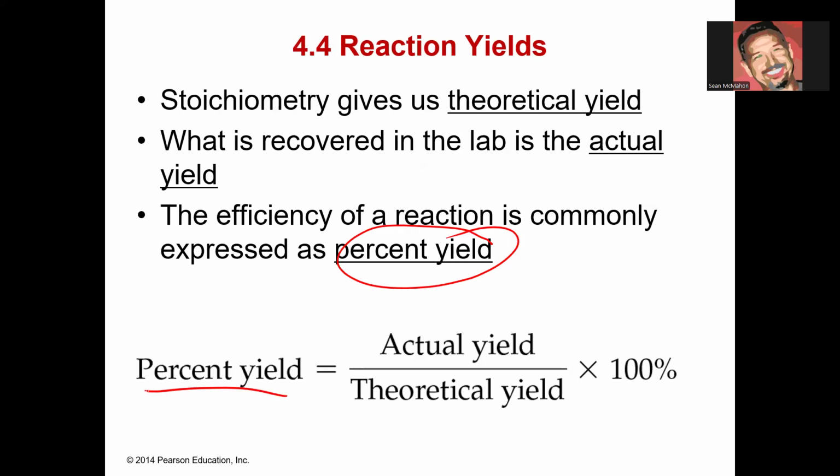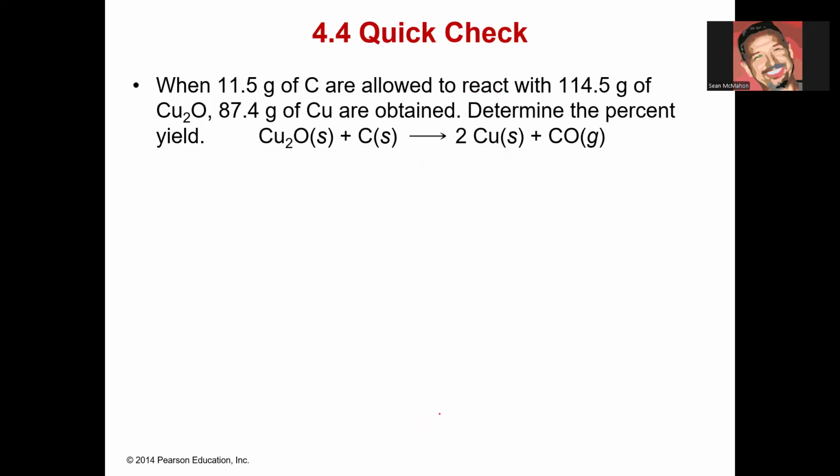So to do percent yield, I have to do a limiting reactant calculation to determine theoretical, right? And I have to do my double stoich. So here's an example. I have 11.5 grams of carbon. I have 114.5 grams of copper 1 oxide. Now, how do I know this is copper 1?